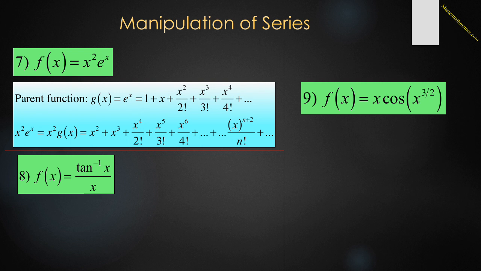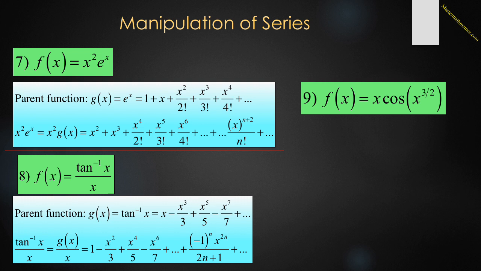Number 7 reads f of x equals x squared e to the x. Our parent function, g of x, will of course be e to the x, which is 1 plus x squared over 2 factorial plus x cubed over 3 factorial plus x to the 4th over 4 factorial plus dot dot dot. So x squared e to the x is simply x squared g of x, which is x squared plus x cubed plus x to the 4th over 2 factorial plus x to the 5th over 3 factorial plus x to the 6th over 4 factorial plus dot dot dot. And our general term will be x raised to the n plus 2 over n factorial.